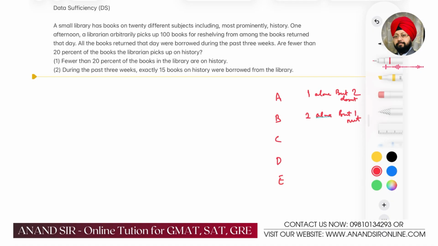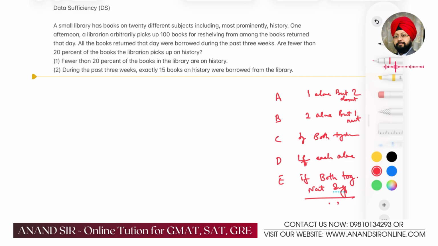C, we select the option C if both together are sufficient, but each alone is not sufficient. And D, if each alone is sufficient. And E, if both together are also not sufficient. We have to just check the sufficiency, whether it can be answered or not.